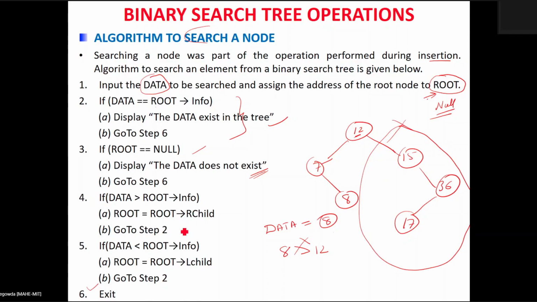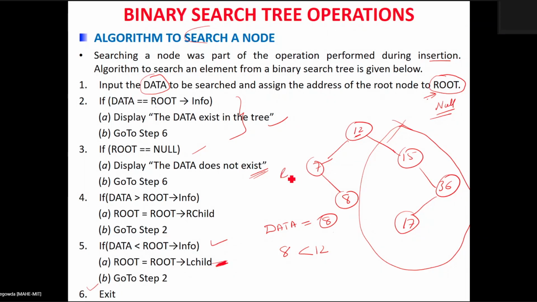Now you are going to step 3 here. If data is less than root points to info, now 8 is less than 12, so you have to traverse left. Traversing left can be done by changing the pointer values, so we are going to modify the pointer in the variable root.